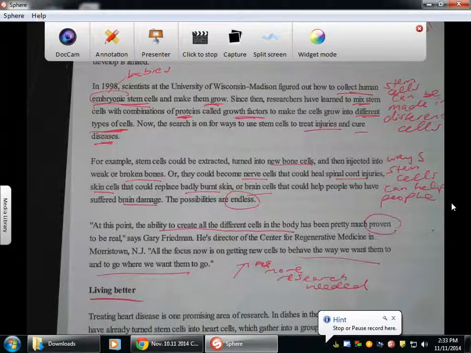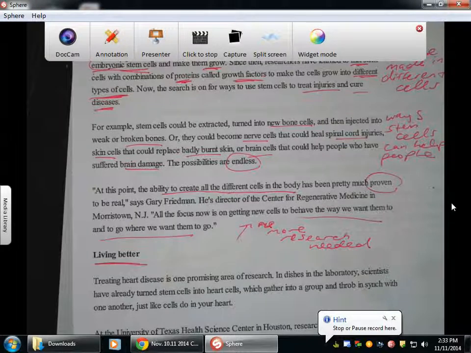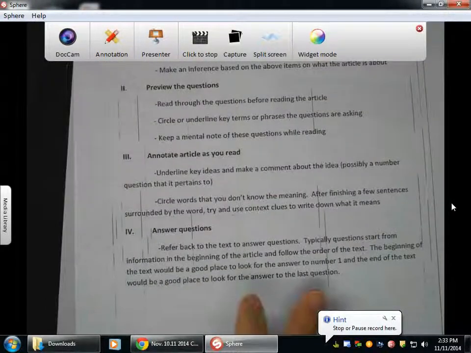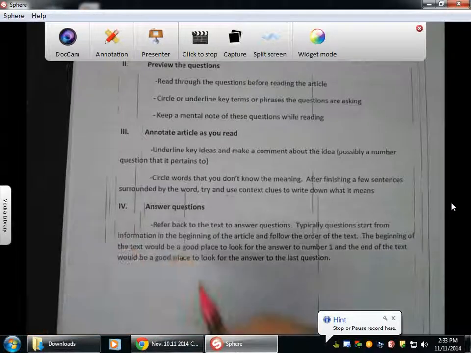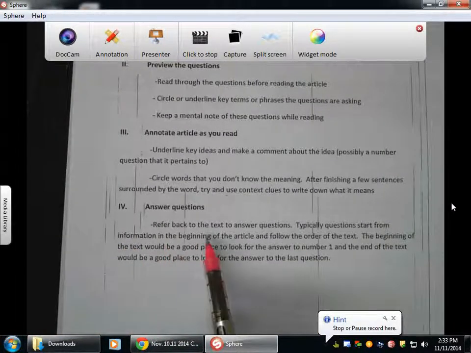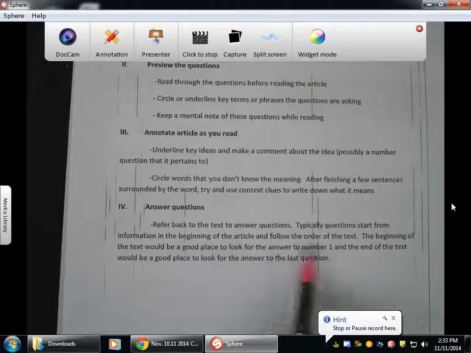The Living Better piece, you're going to now try these techniques out on your own. But let's look at the one last technique, which is to finally answer the question. So refer back to the text to answer the question. Typically, questions start from information in the beginning of the article and follow the order of the text. The beginning of the text would be a good place to look for the answer to number 1, and the end of the text would be a good place to look for the answer to the last question. So this isn't always the case, but it's a good starting place where you can start to look for the order of things. And most of the time that will be the case, but like I said, it doesn't always go that way.